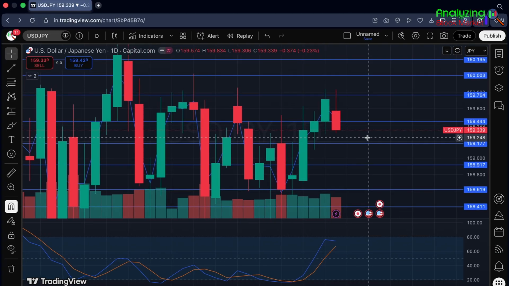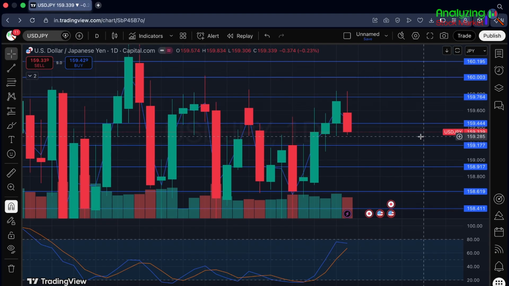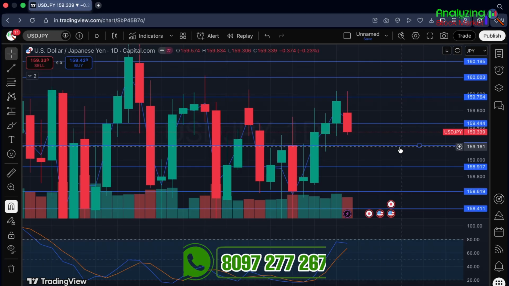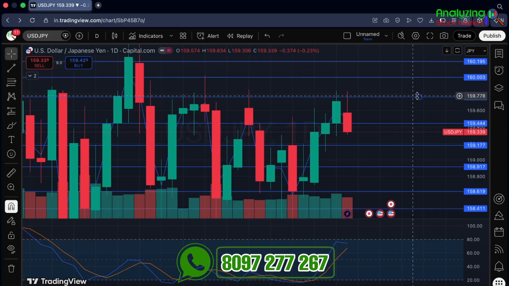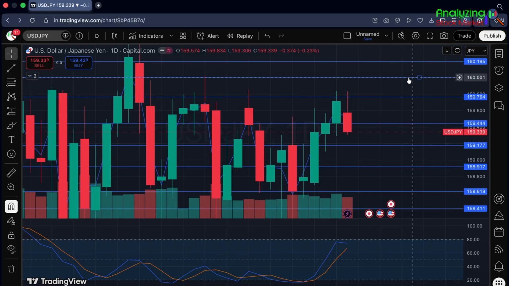So here in USD JPY, you can see some important supports and resistance zones are already marked. So currently we don't need to mark any new levels. Let's straight away talk about the closing. So here 159.339 is the closing. Here the direct support is 159.177. Direct resistance is 159.444. After direct support, there is a support of 158.917 and then 158.619. After direct resistance, there is a resistance of 159.764 and then 160.003. So these are the important support zones and resistance zones which will help you to take better stop loss and target levels according to your bias for this week.